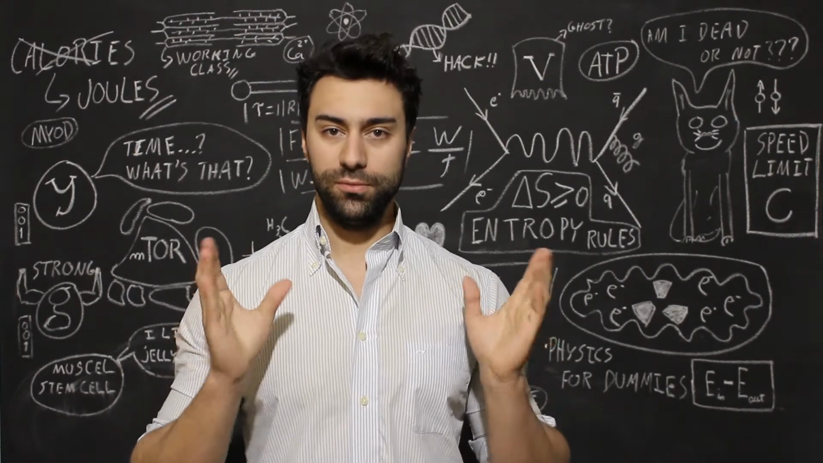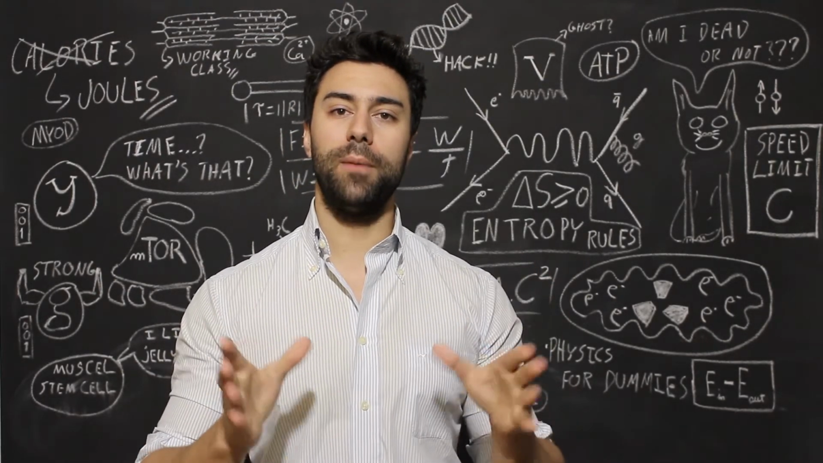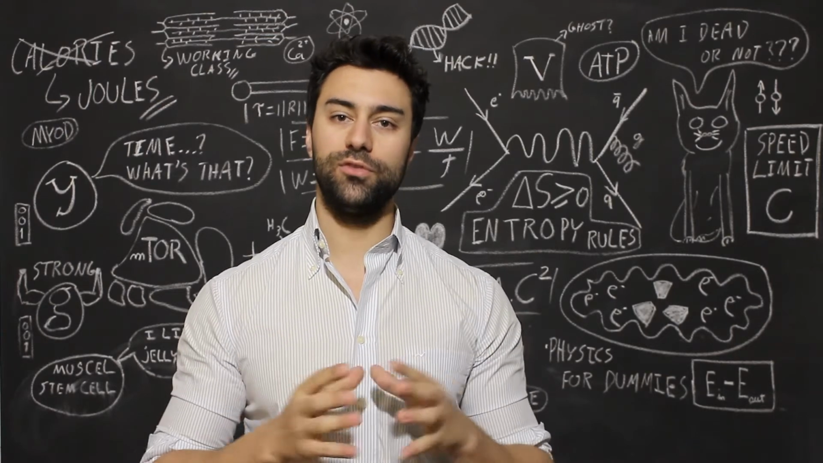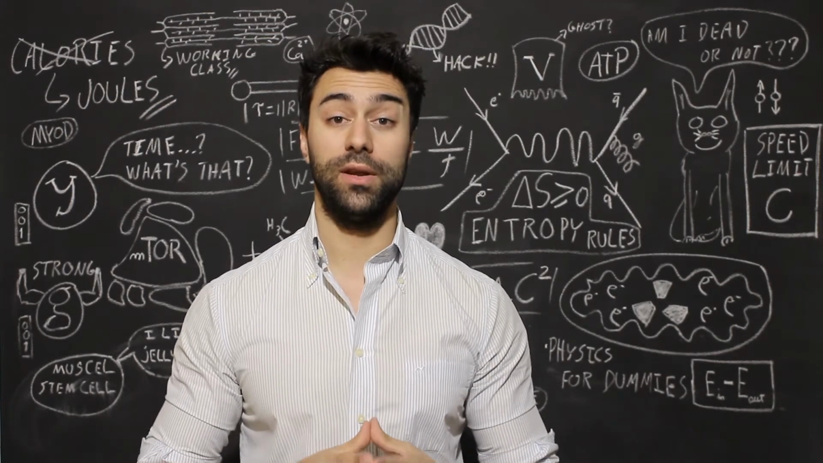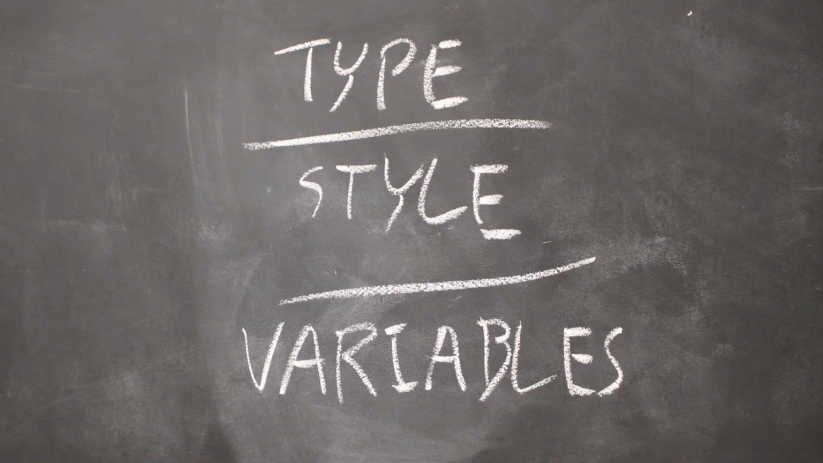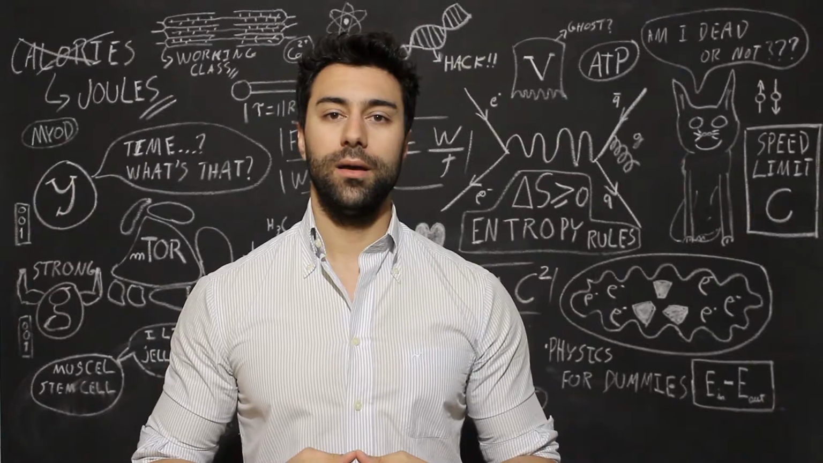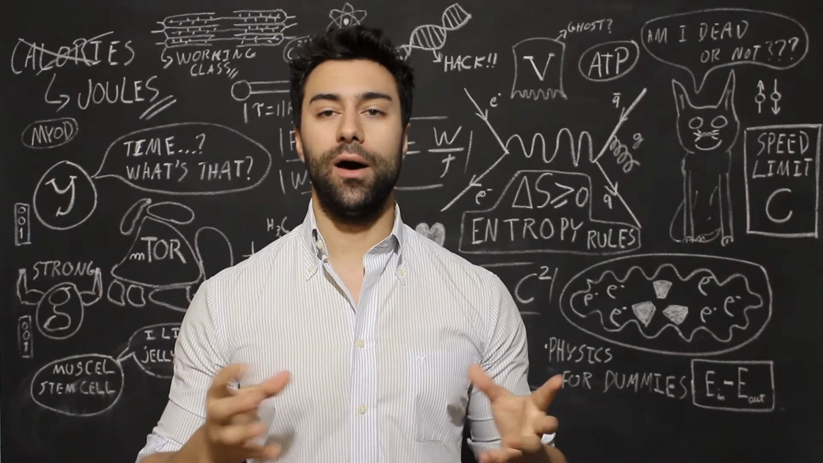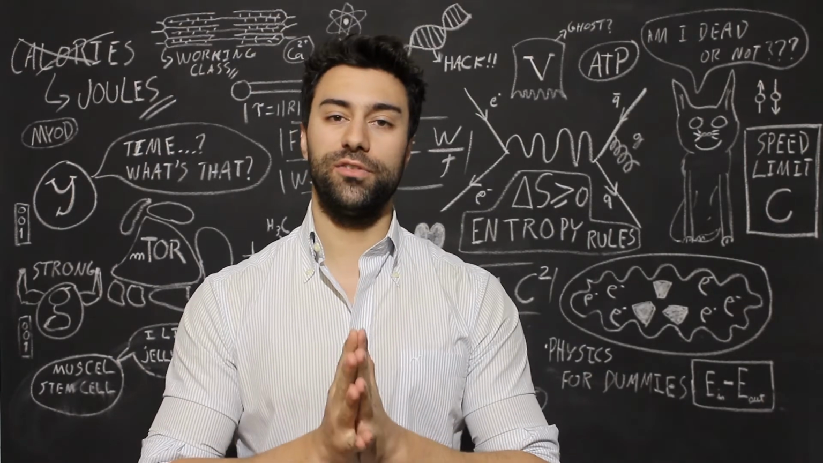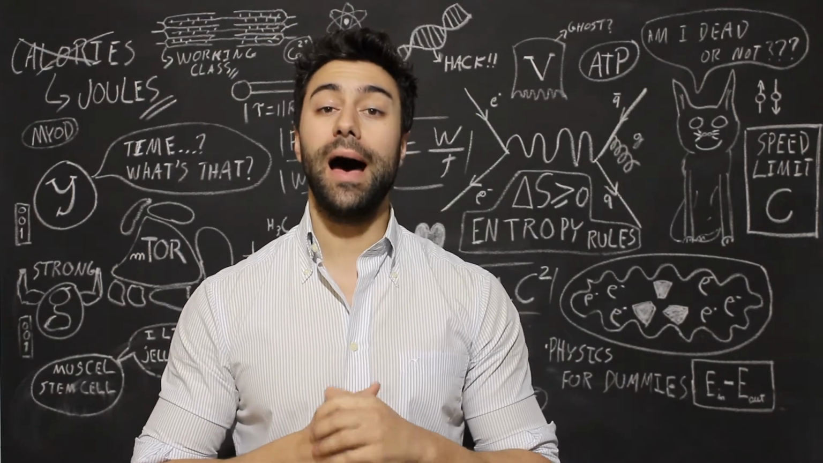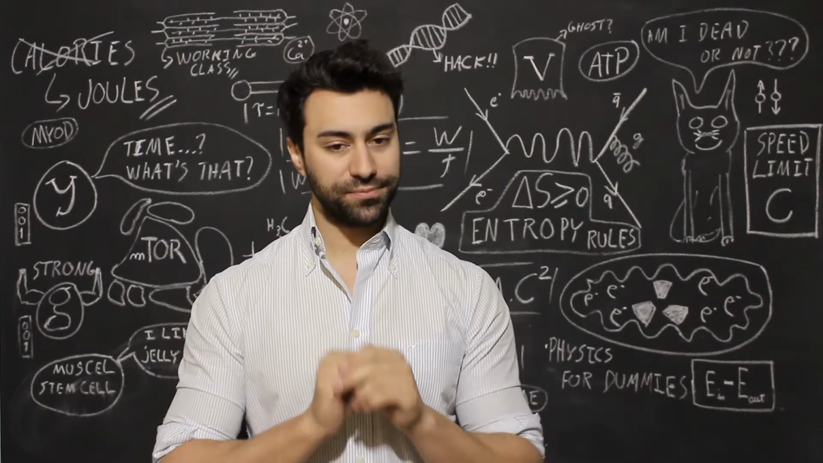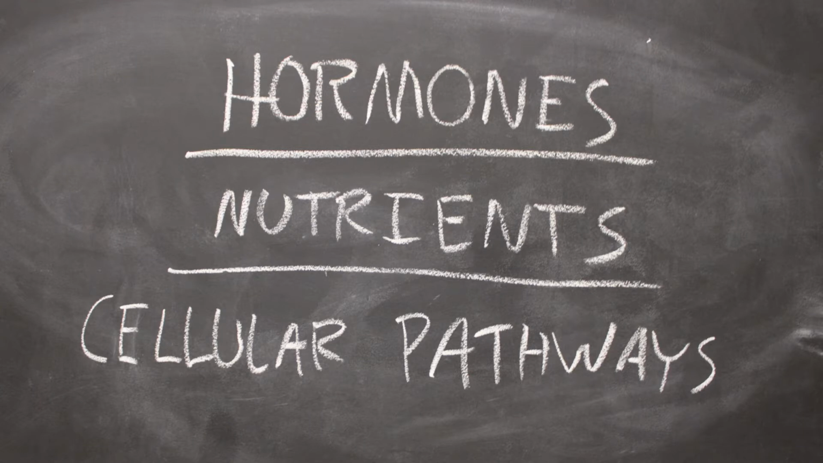So those three actually make up the what space. That is what we can do to create or to elicit hypertrophy: the style of training, the type of training, and the training variables. Moving on, we get how. How hypertrophy actually occurs. Within the how space, we have hormones, nutrients, and cellular pathways.